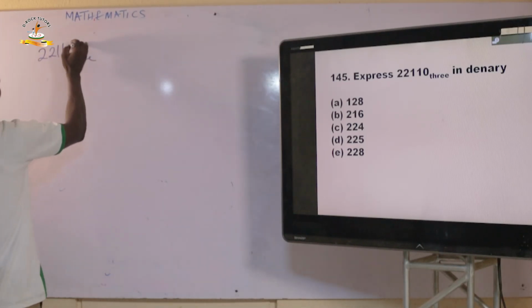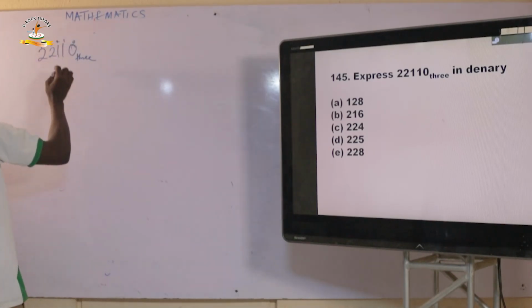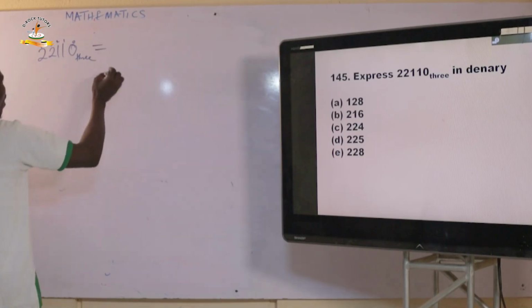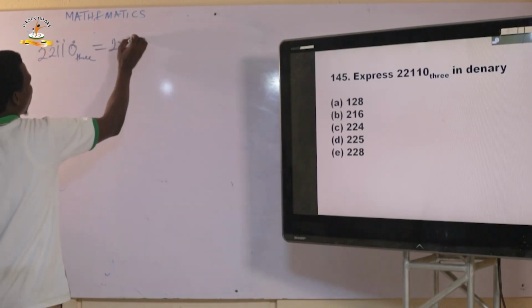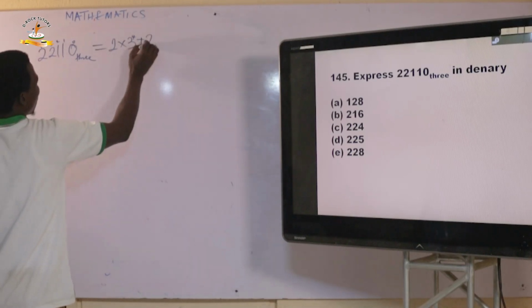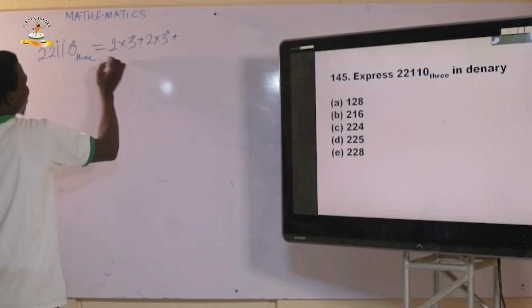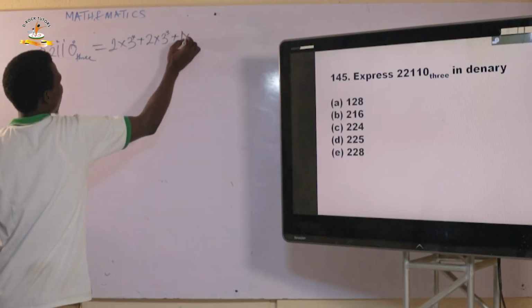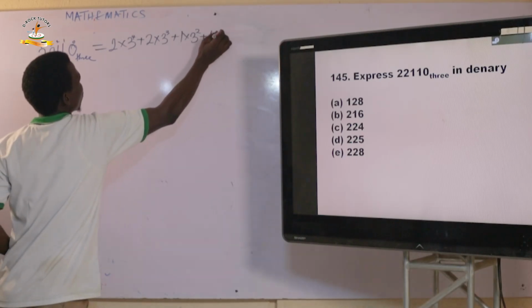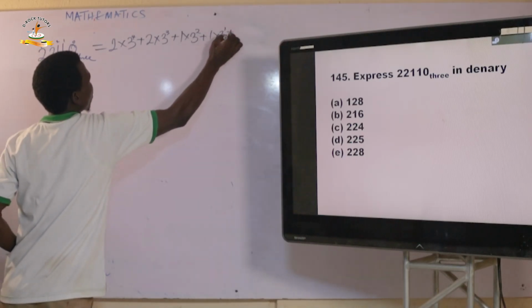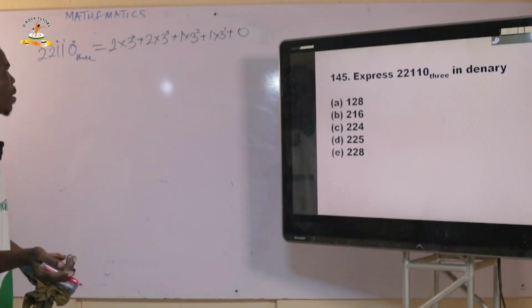So don't forget our ways of doing it. 0, 1, 2, 3, 4. So we put that on the top and we say it will be 2 times the base 3 raised to power what? 4, plus 2 times the base again 3 raised to power this time around 3, plus 1 times the base 3 raised to power 2, plus 1 times 3 raised to power 1, plus we just put 0 since it is 0. Any number multiplied by 0 is 0.